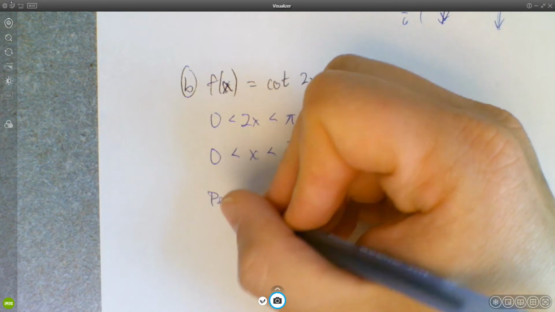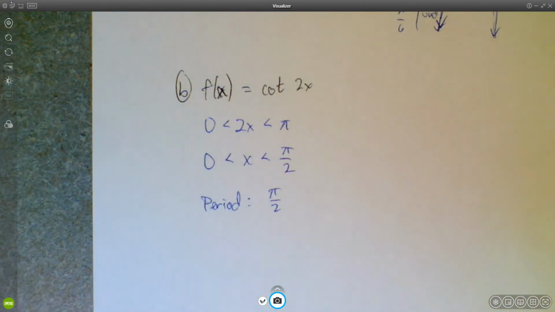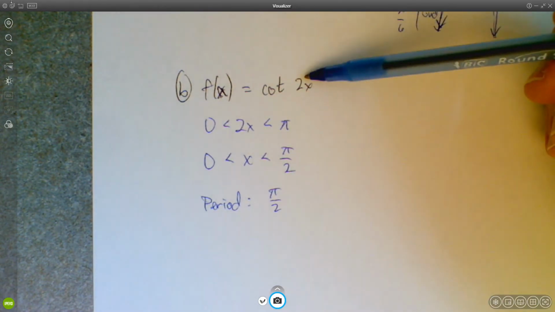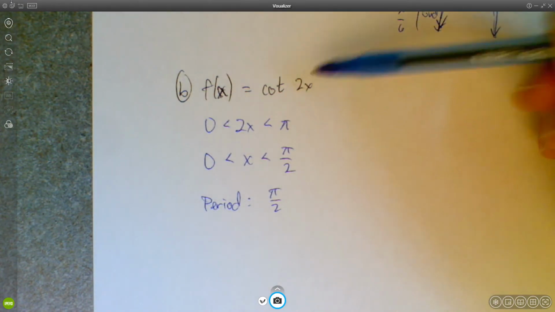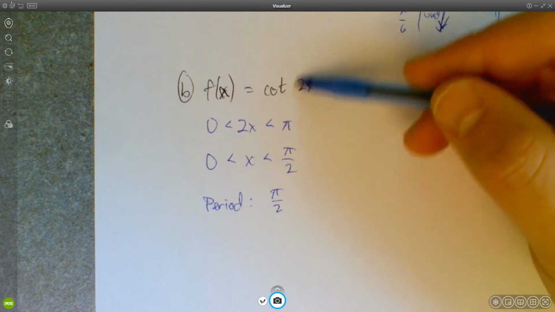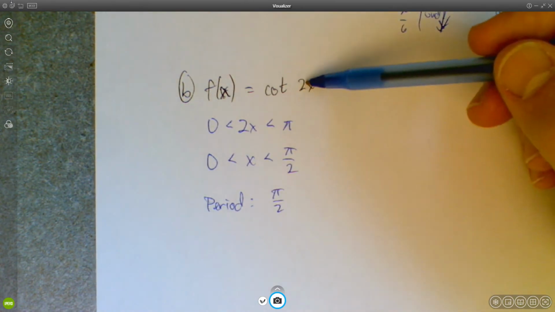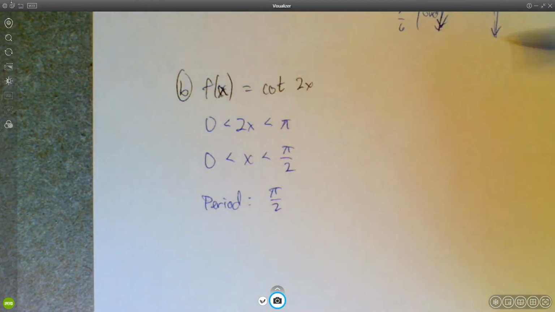So the period's pretty easy to tell on this one, right? It's just pi over 2. And by the way, maybe I should pause to say, you can tell what the period's going to be the same way that you could tell it for sine and cosine, right? If you're multiplying x by some number, then you divide the normal period by that number, and that's the period of the new function.